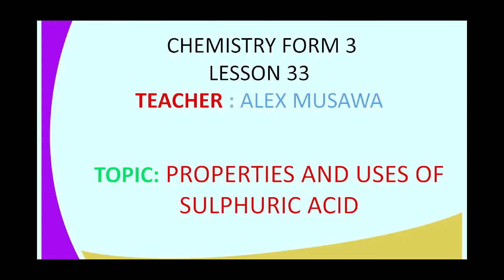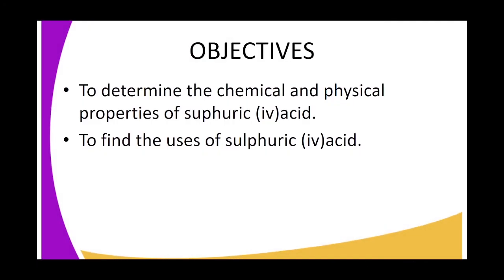I am your tutor, Alex Musawa, and I'll be taking you through Chemistry Form 3, lesson number 32. Our topic is properties of sulfur and the uses of sulfuric acid. Objectives: number 1, to determine the chemical and physical properties of sulfuric acid. Number 2, to find the uses of sulfuric acid.